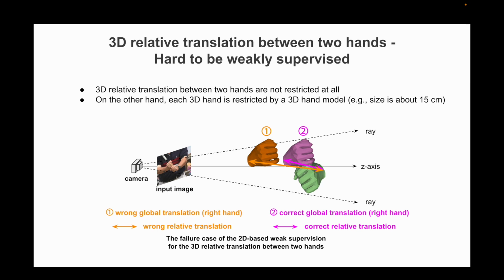On the other hand, the 3D pose of each hand suffers less from this ambiguity, as the 3D shape of each hand is limited by the 3D hand model.